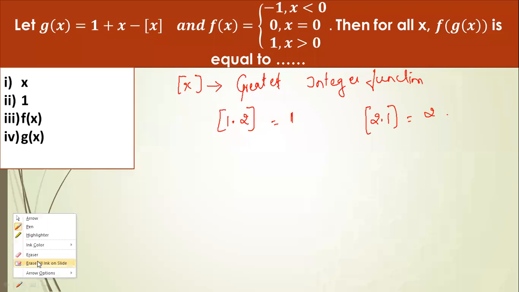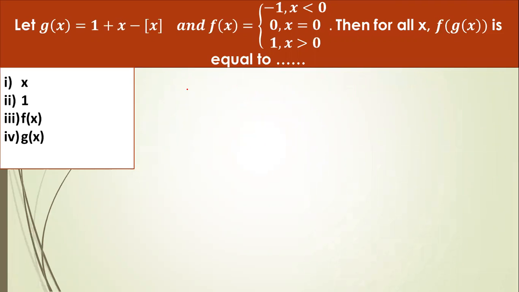You can see in g of x, what they have told: g of x is equal to 1 plus x minus the greatest integer function of x. Whatever your x is, once you put the greatest integer function, you'll get an integer value, correct?